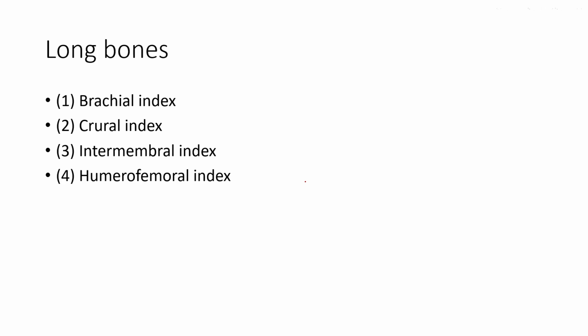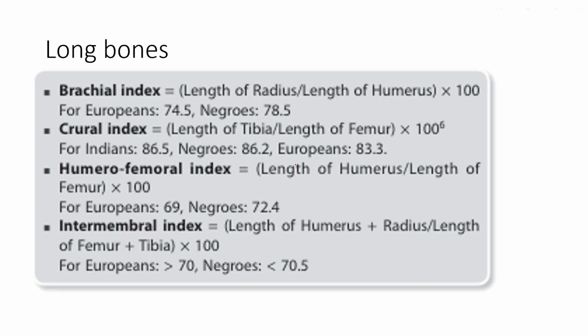Now there are some other indexes through which we can find out the race of a person through the long bones. These are the brachial index, crural index, intermembral index, and humerofemoral index. The brachial index is the length of the radius to the length of the humerus multiplied by 100. The brachial part is the upper part. If you remember the brachial plexus, we discussed that in first year MBBS. So the brachial index is the ratio between the length of the radius and the length of the humerus multiplied by 100.